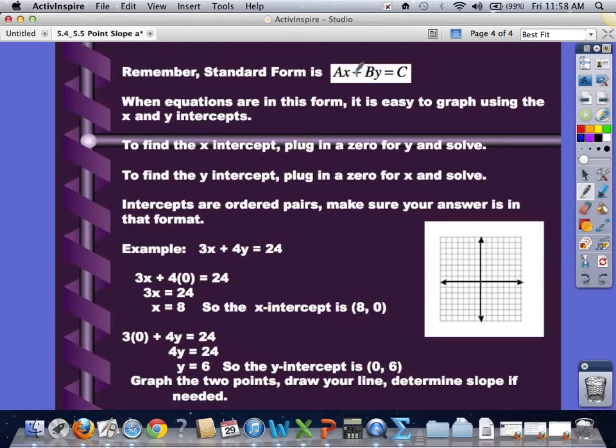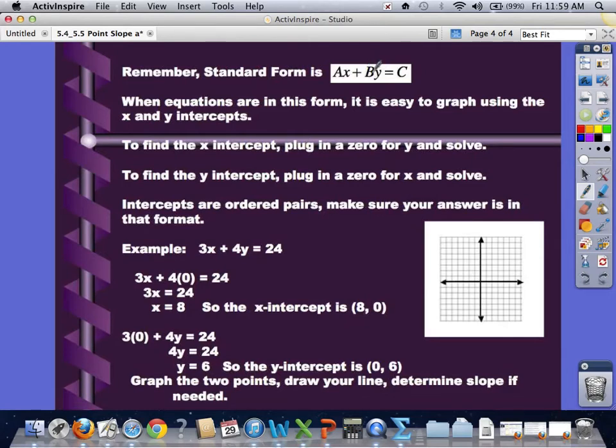So we're trying to find the easiest way given our information in whatever format it is. When the equations are like this, it's easier to do those x and y intercepts. To find the x-intercept, you want to plug in a 0 for y and solve. If I plugged in a 0 for y, that's going to make this pretty much disappear.